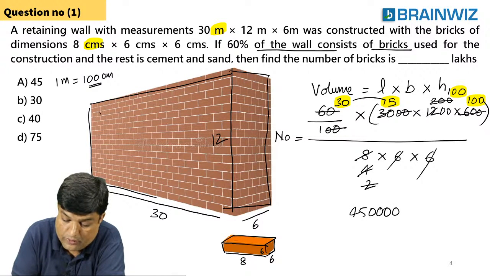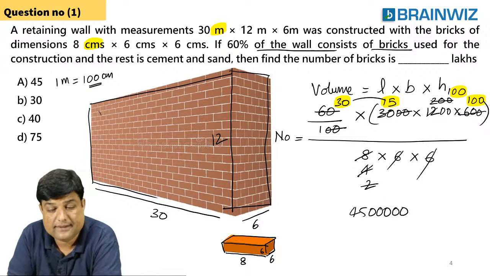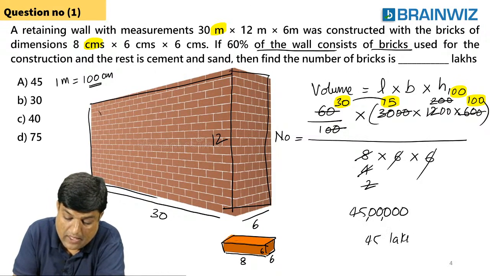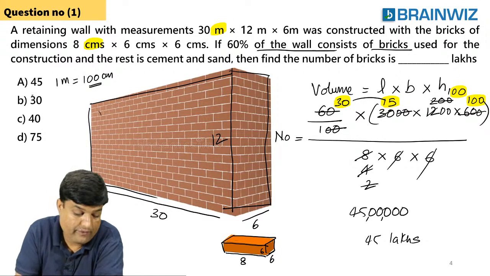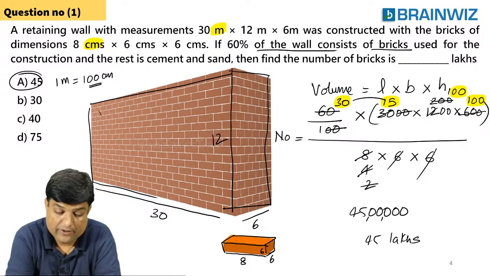2 zeros, 2 zeros. These 2 zeros, these 2 zeros. Hope you're understanding this. Now you can understand that it is 45. Answer is 45 lakh, guys. 45 lakhs. So we can say answer is A. And I believe that everybody has understood this question.